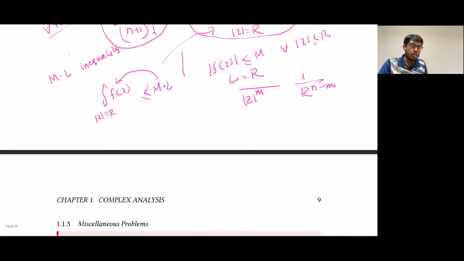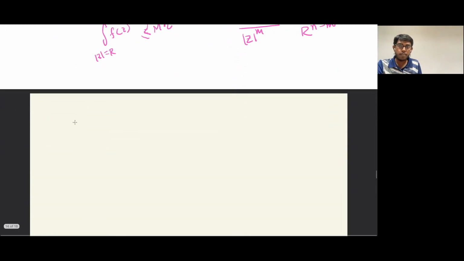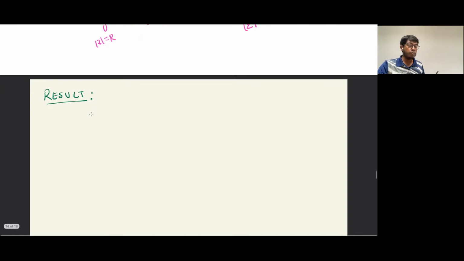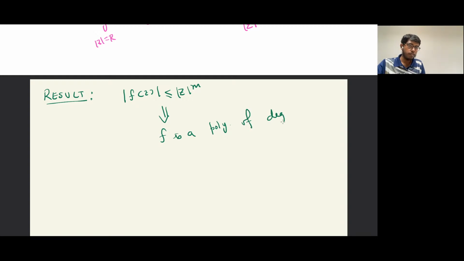So what we have proved is this result, and I'll write it down again because it is quite an important result, and with its application you can solve many problems. It says that if f(z) is bounded by z to the m, or any polynomial of degree m, then f is a polynomial of degree m. Now we are done.